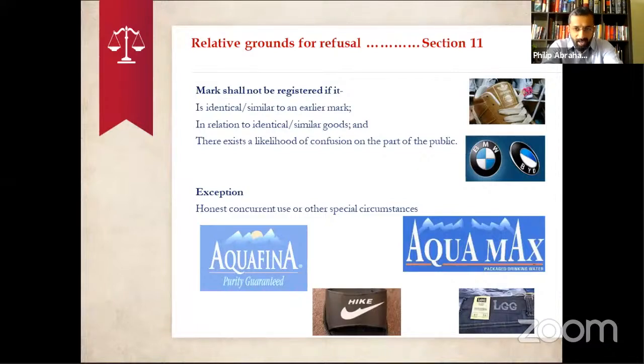However, if this Aquamax were to be applied in relation to, let's say, water filters, the application will go through, because here the goods are not similar. They may be allied and cognate, but that's a separate issue. There are case laws which say even for allied and cognate goods, the same or similar mark should not be registered. But what I'm trying to tell you is there is a distinction here. The important bit is in relation to identical or similar goods, and there exists a likelihood of confusion on the part of the public.